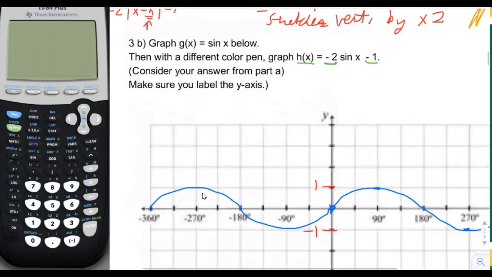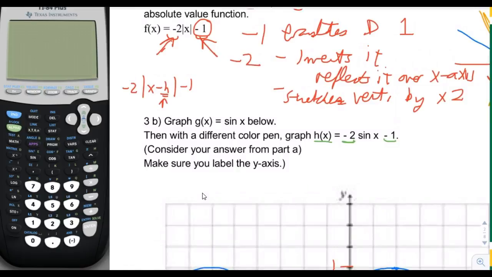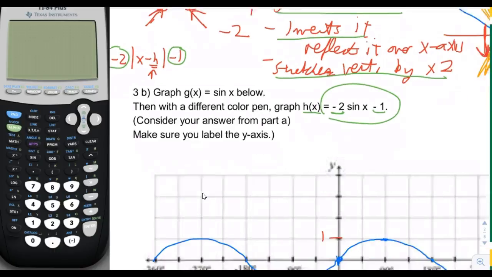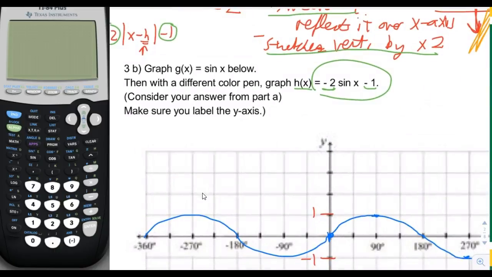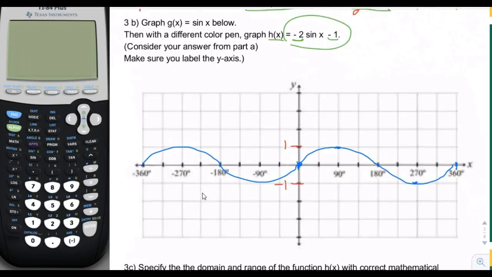Consider your answer from part A. Well, look at that. In part A, we did a transformation of the absolute value function, and we multiplied by -2 and we subtracted 1. The same way that the -2 inverts it and stretches it vertically by a factor of 2, and the -1 translates it down 1, the same thing is going to happen here. So we're going to take our basic sine function, which is the blue function. Now we're going to make it green, and what's going to happen is we're going to have the change caused by the multiplication of -2, and then we're going to have the change with the subtract 1.